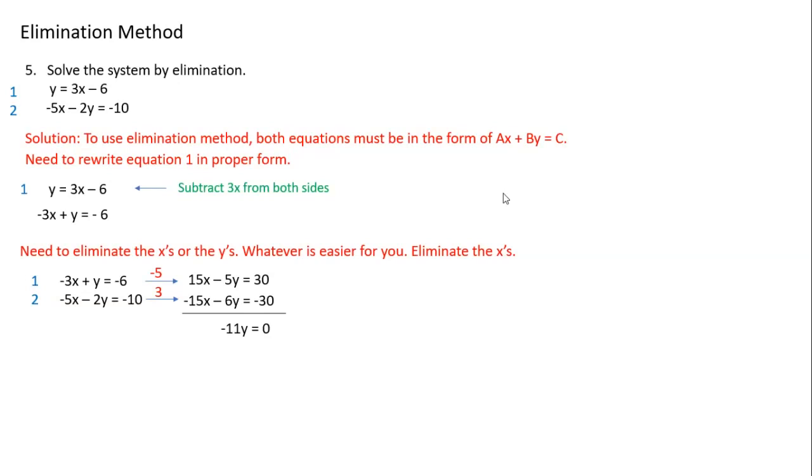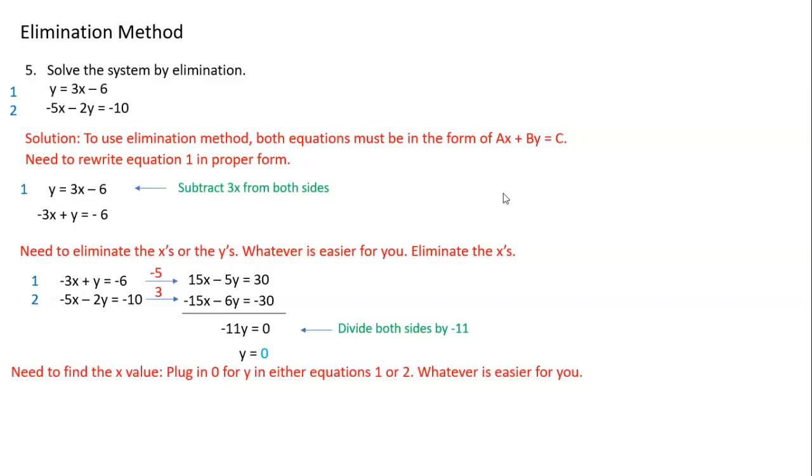To solve for y, I'm going to divide by a negative 11 on both sides. And when I do that, I get y equals 0. Now to get the x value, I'm going to substitute it into either of the two equations. It doesn't matter. Let's practice with the second one. Let me use this equation to show you that I'm going to get the same answer. So everywhere I see y, I'm going to plug in 0.